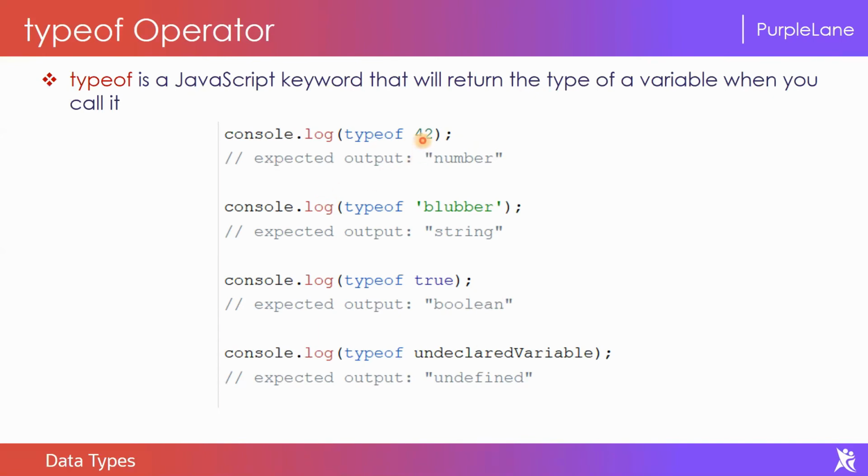Here, instead of 42, you can also give a variable name. Now let's jump into the browser and explore all of these things.